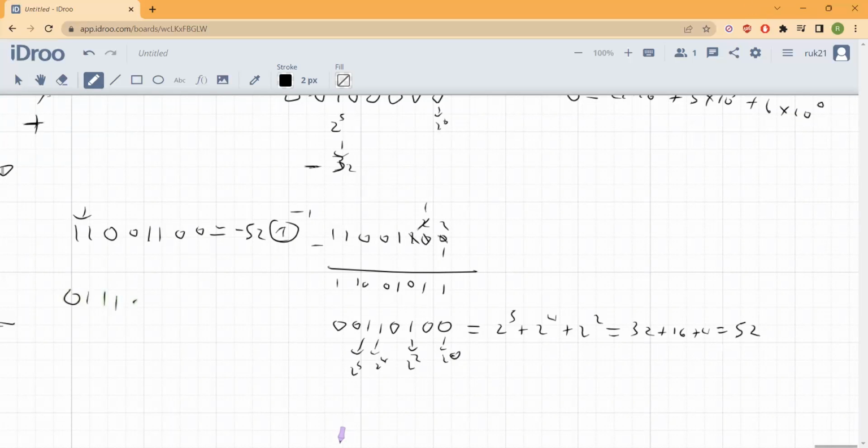0, 1, 1, 1, 0, 1, 1, 1. Perfect. So now that we have this, we see that this number isn't negative. Because this number is not negative, this is its true representation in decimal. We don't need to convert anything anywhere. All we really need to do is see what this is in decimal.